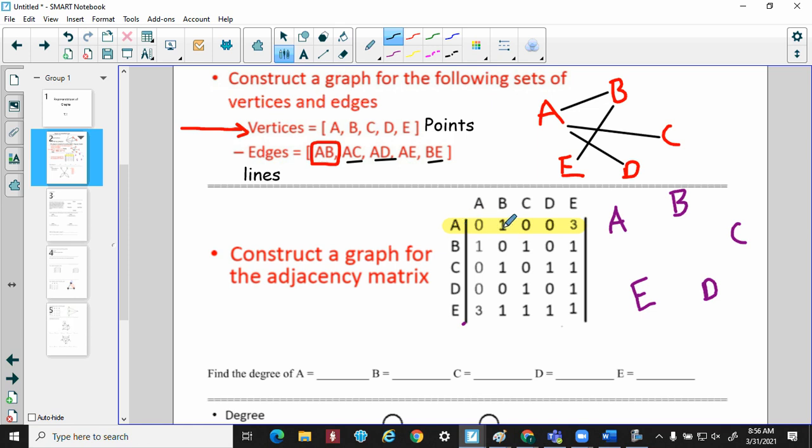Notice you have A and B. See how there's a 1 between the A and B? So you would draw one edge between A and B. Notice that A and C, there's a 0 when you line up A and C. That means A and C would not be connected. There would be no line shared. A and D, no line shared. But notice A and E. See, there's a 3 there.